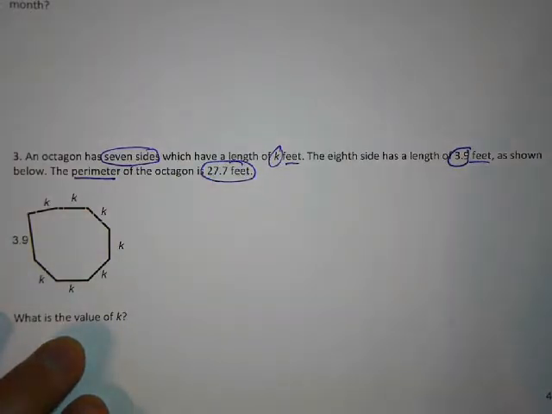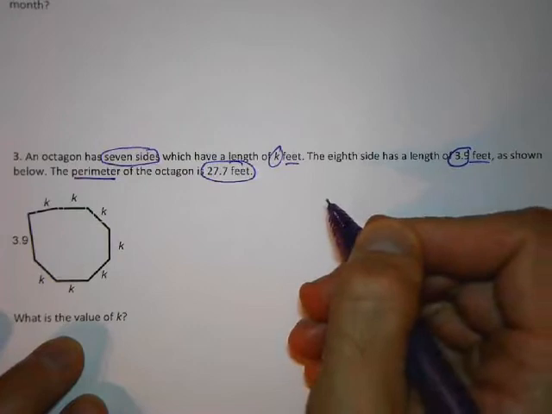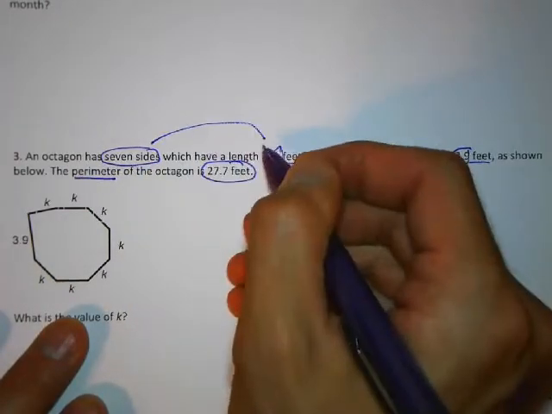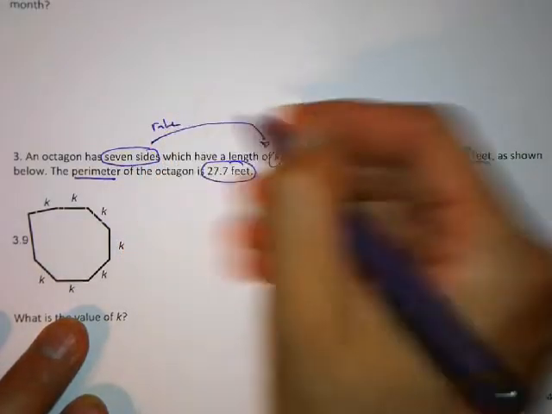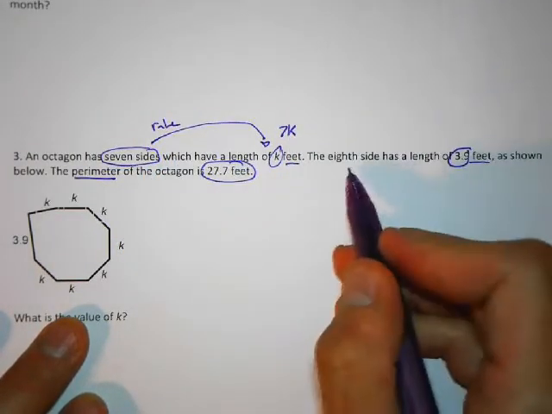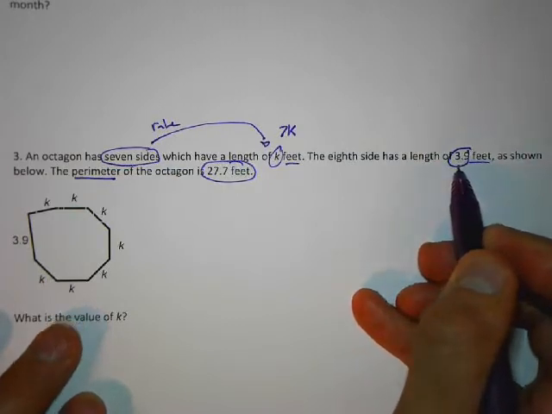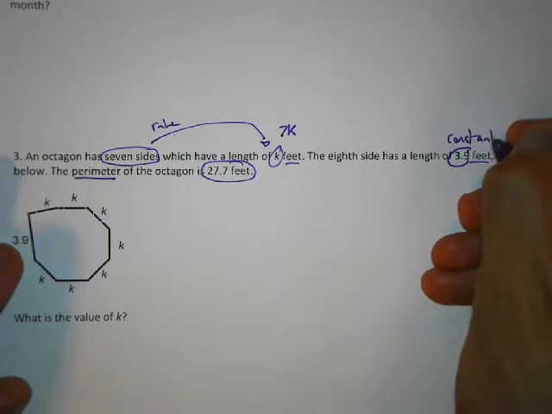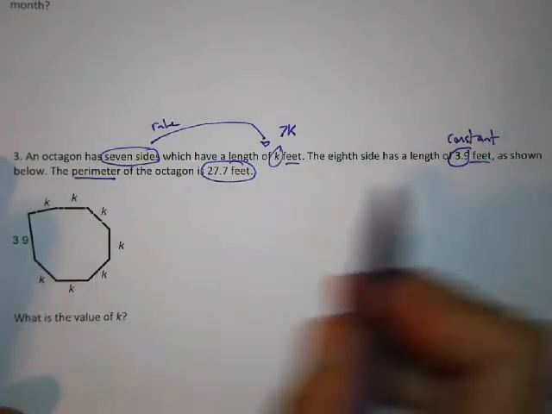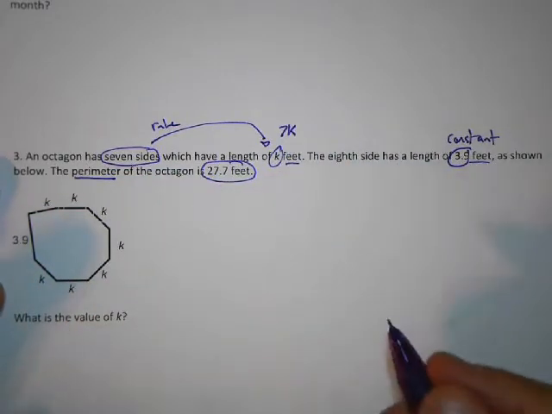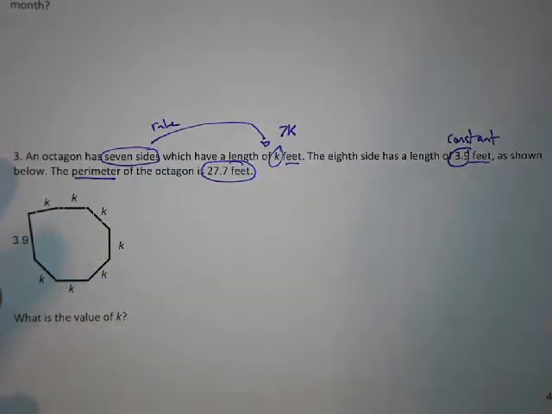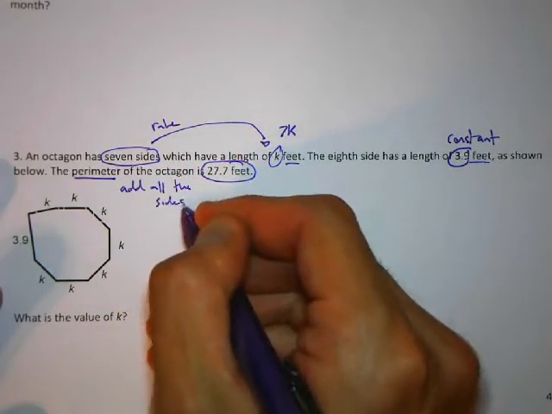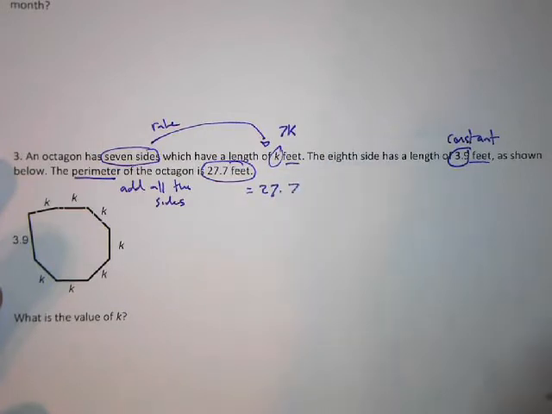Okay, so going back and reading this again, an octagon has 7 sides, so 7 sides that are k feet, so that 7 is going to apply to the k. This is the rate, 7k. The 8th side has a length of 3.9 feet. This side right here. That's our constant. It's not being multiplied by anything. And the perimeter is 27.7. And if I remember perimeter, I'm talking about adding all the sides. So that means everything's going to be equal to 27.7.